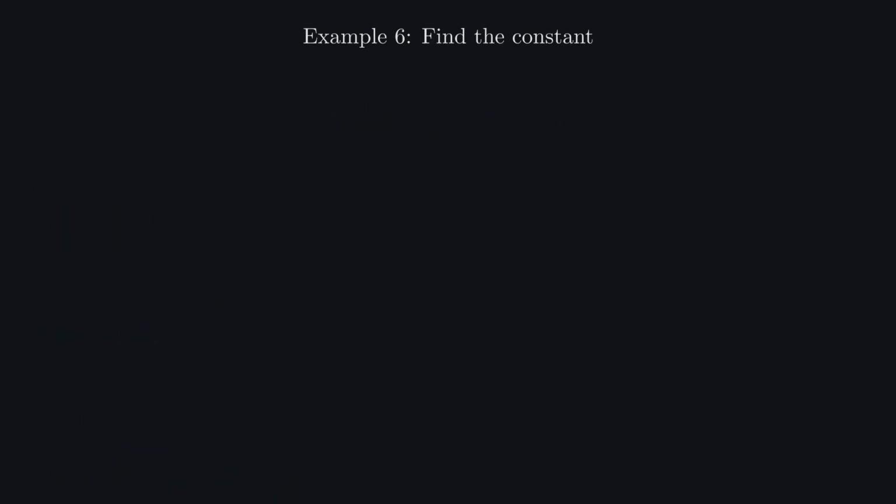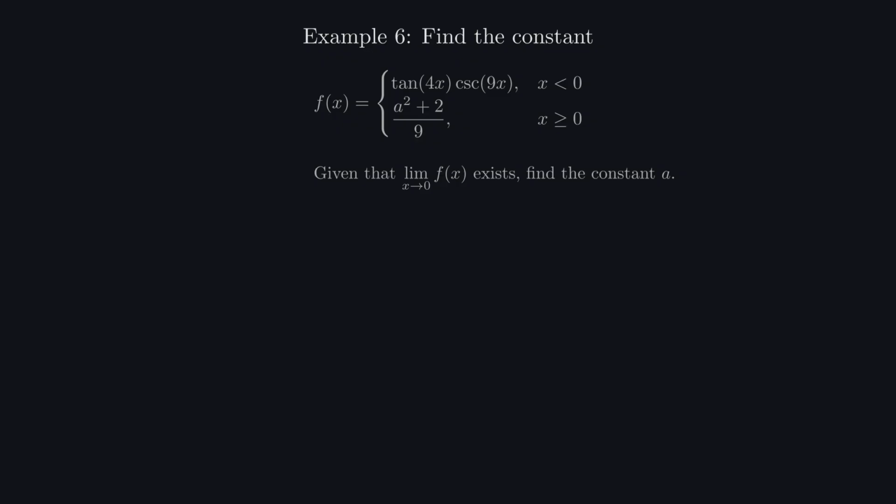Example 6 works in reverse. We are told the limit exists and we must find an unknown constant a. The function is tangent of 4x times cosecant of 9x for x less than 0, and 1/9 times (a squared plus 2) for x greater than 0.